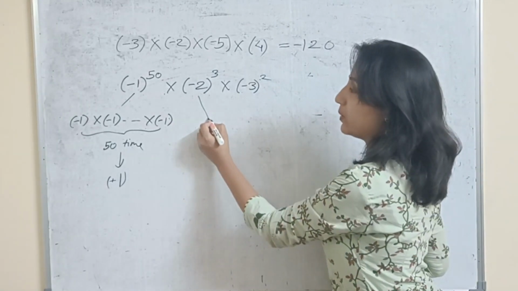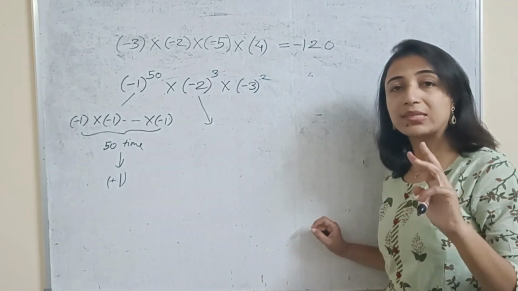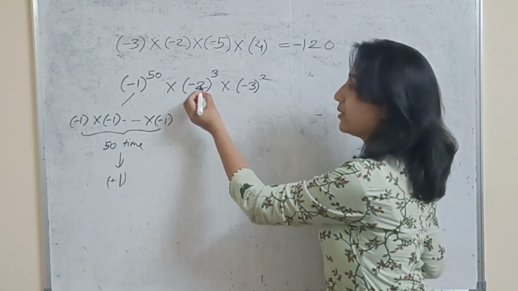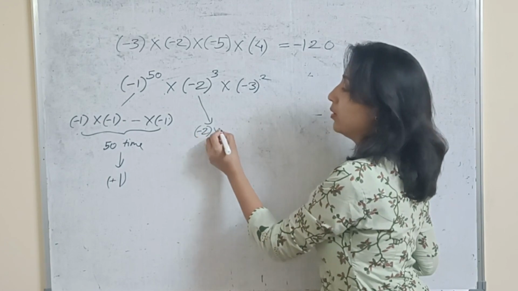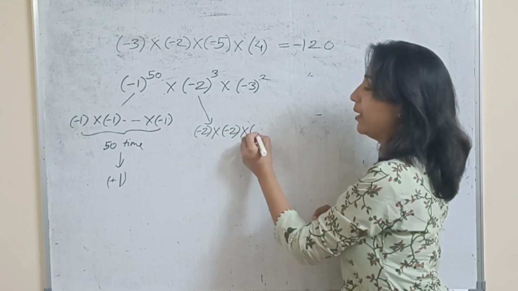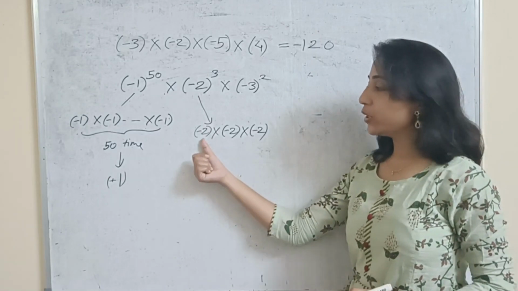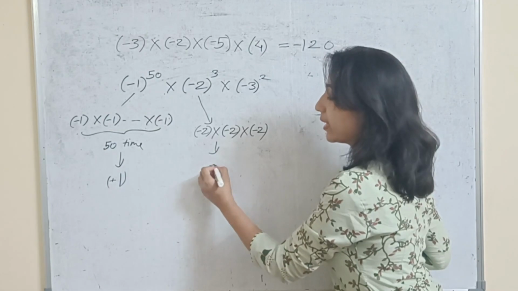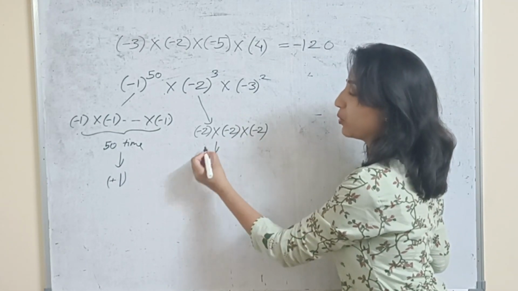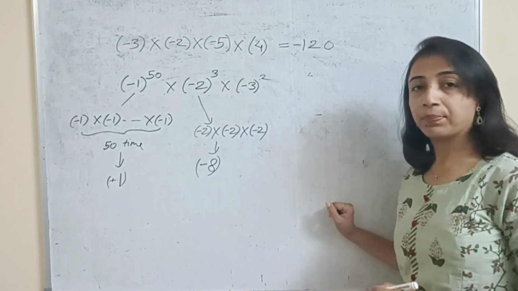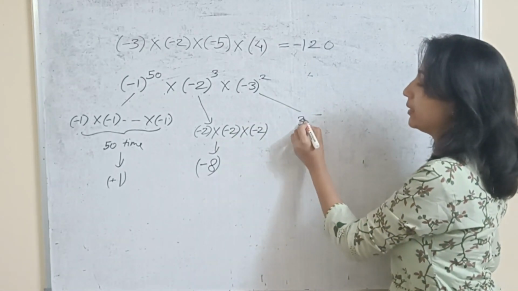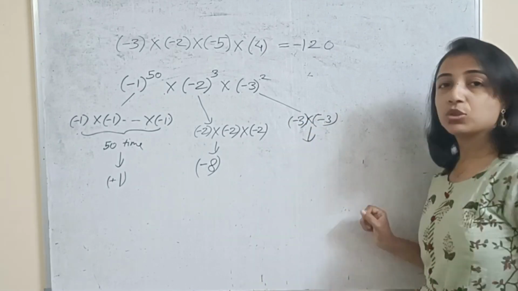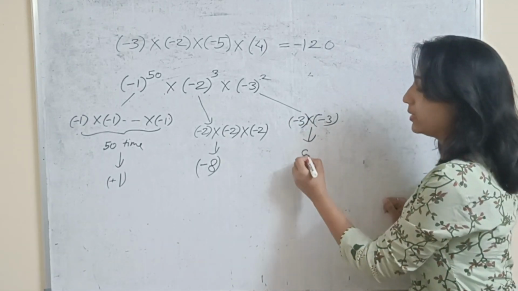Now take the product of this one. Here the power of minus 2 is 3. That means we have to take the product of 2, 3 times, and it is a minus 2. So it is minus 2 multiplied by minus 2 multiplied by minus 2. Take the product: 2 into 2 is 4, 4 into 2 is 8, and here you have to apply the negative sign because the product contains 3 minus signs. Now the next one: here 3 multiplied by 3 is 9, and because it is a twice, which is an even number, you will get plus 9.